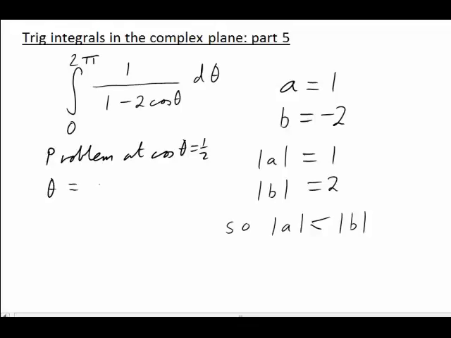One of them is theta equals pi by 3. The other is theta equals negative pi by 3. Those are the two problem angles. For either of those thetas, the denominator is zero and the integrand blows up. The integral is not defined.